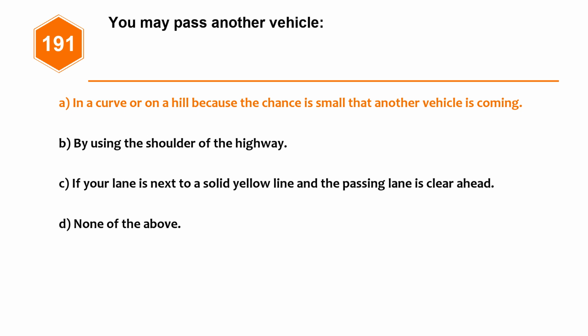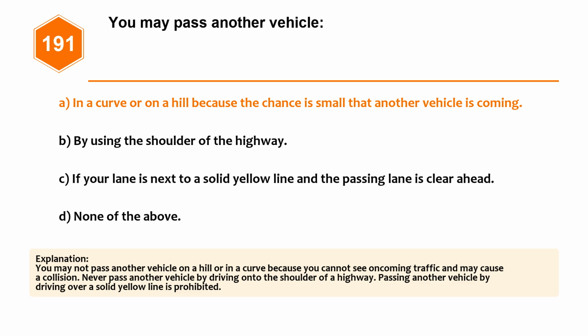The correct answer is option A. In a curve or on a hill because the chance is small that another vehicle is coming. Explanation. You may not pass another vehicle on a hill or in a curve because you cannot see oncoming traffic and may cause a collision. Never pass another vehicle by driving onto the shoulder of a highway. Passing another vehicle by driving over a solid yellow line is prohibited.